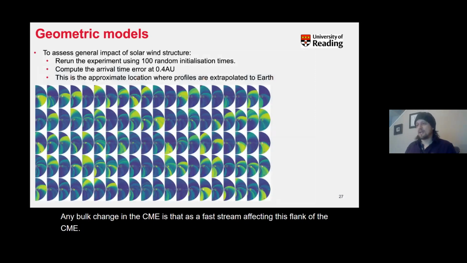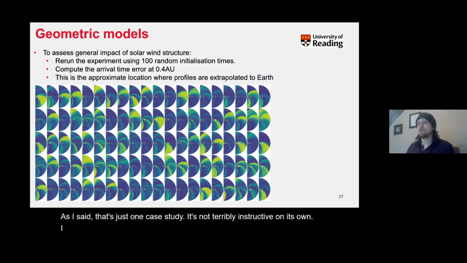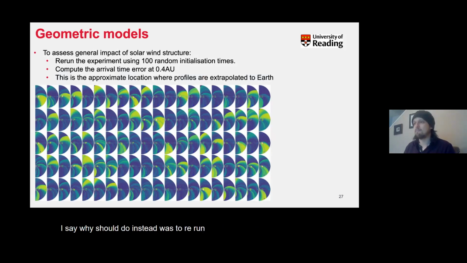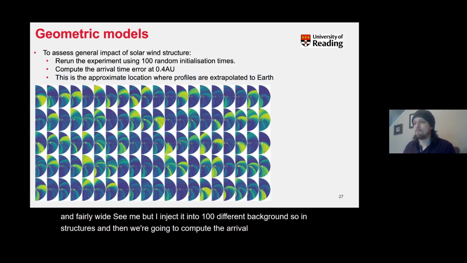But as I said, that's just one case study. It's not terribly instructive on its own. So what I chose to do instead was to rerun that experiment using the same fast and fairly wide CME, but I inject it into 100 different background solar wind structures. And then we're going to compute the arrival time error at 0.4 AU.